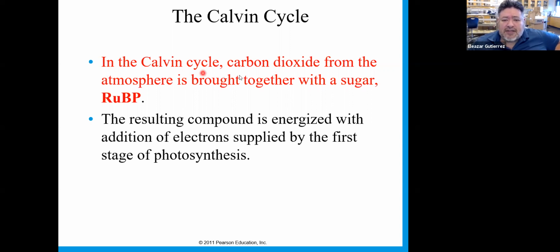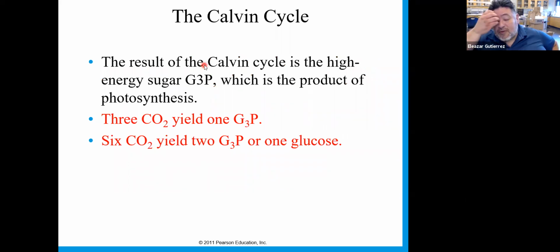Okay? So in the Calvin cycle, carbon dioxide, a gas from the atmosphere, is brought together with a 5-carbon sugar called ribulose bisphosphate. Okay, so to recap, carbon dioxide, 1 carbon, is being brought together with a 5-carbon sugar, ribulose bisphosphate. And just like we dealt in respiration, where the Krebs cycle, we have to account for everything per cycle and per sugar. We're going to have to do something similar here in the Calvin cycle as well.